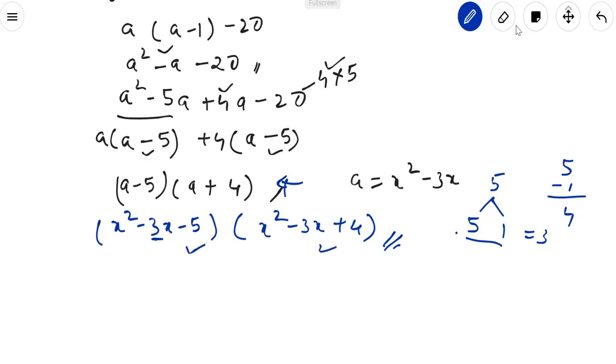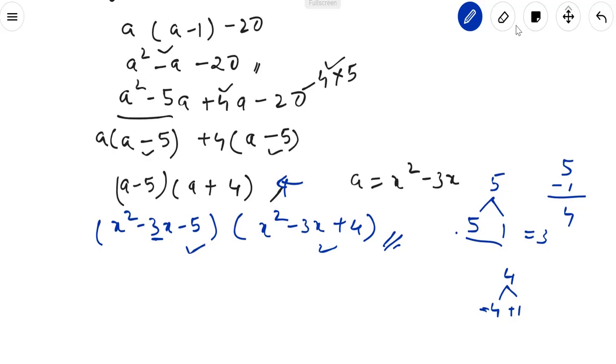Now come to this equation. So this equation is 4. Okay, 4 means I can take it as 4 into 1, but the middle value is minus 3. So this one I have to take as minus, and this one I have to take as plus. Can I factorize this? No, I cannot factorize this also.